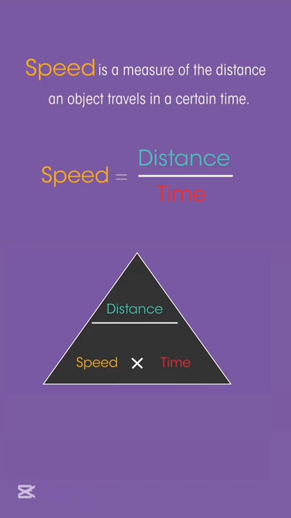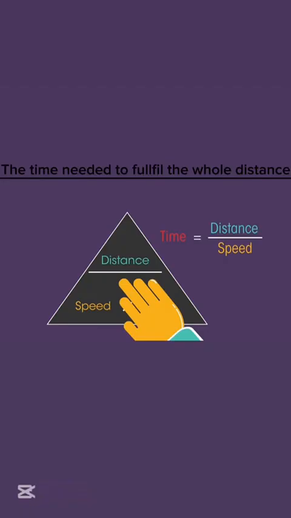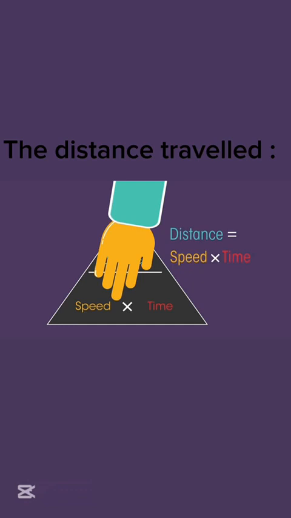Distance is upward, speed times time is downward. When we want to calculate the time needed to fulfill the whole distance, we hide the word time, so therefore time equals distance over speed. Same for distance, the distance traveled equals speed times time, okay?